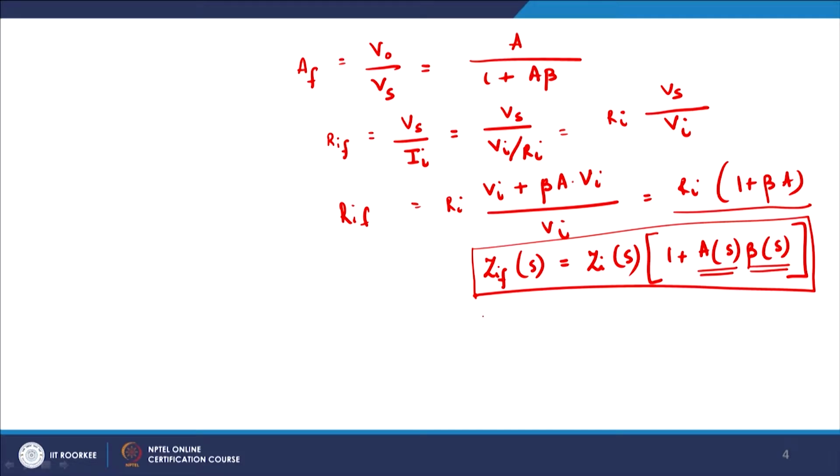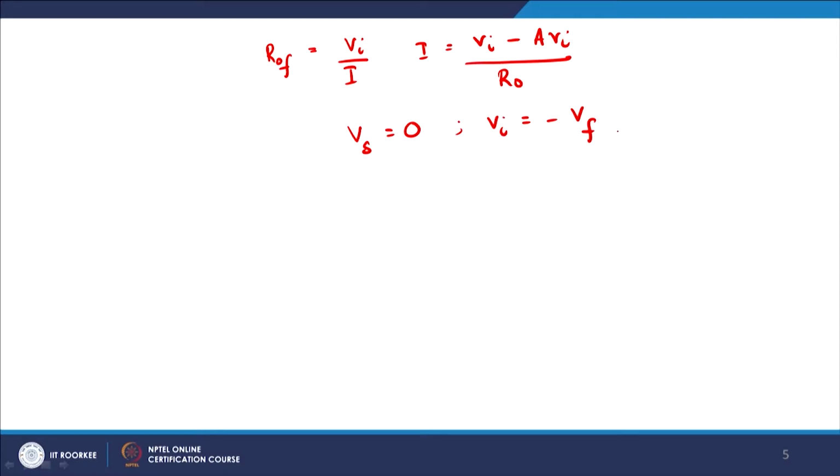Let me show you for Rof, which is the output impedance, on the next page maybe. Rof, the output resistance, is given as Vi by I, where I is given as Vi times A Vi by Ro, with a minus because you are doing negative feedback. For finding the output impedance, we short the input, and therefore Vs equals 0. I get Vi equals minus Vf, which equals minus beta times V0, which is nothing but minus beta times Vi. So, I get current equals Vi plus A beta times Vi divided by Ro.